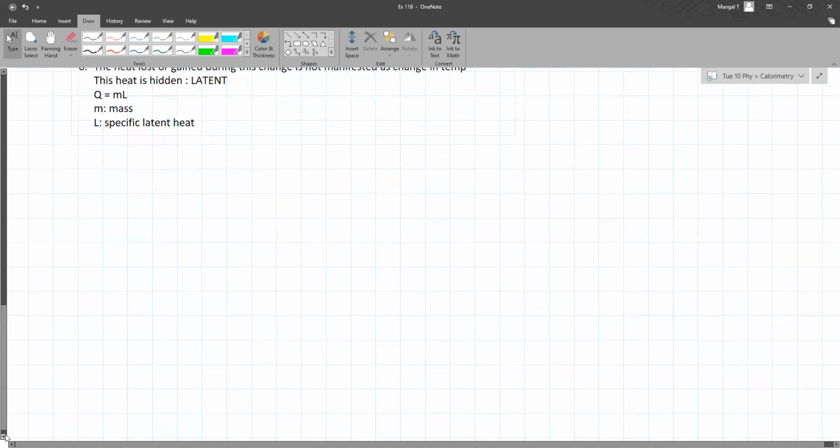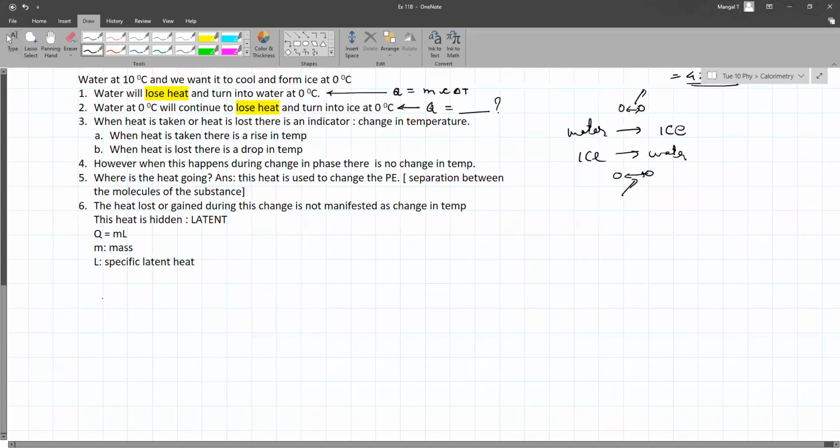Now what is the meaning of specific latent heat? So for example, specific latent heat of ice is 336,000 joule per kg. Now what is the meaning of that? If you have ice at 0°C and you have 1 kg of ice, and if you supply 336,000 joules of heat energy to ice, you will get water which is at 0°C, 1 kg of water. Is that clear to you?